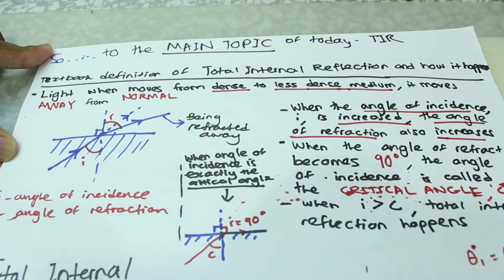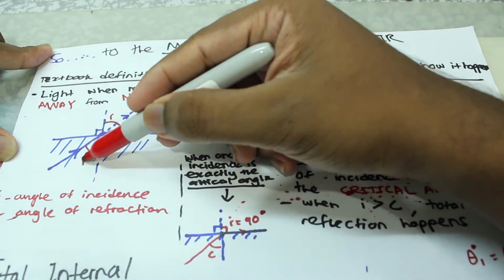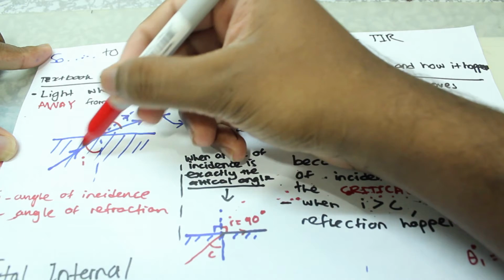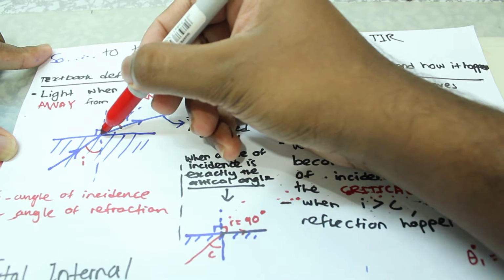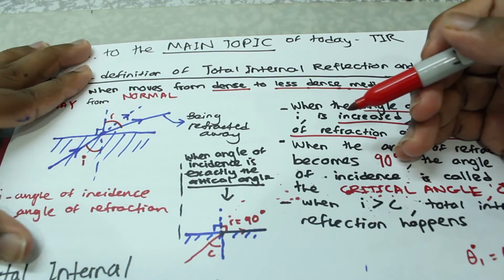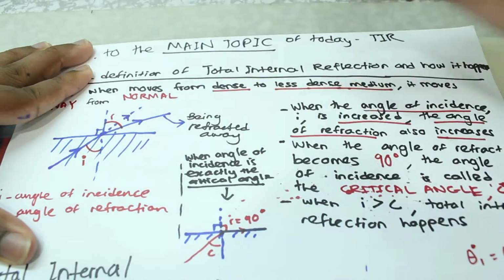Okay, I explained to you guys why it moves away from the normal. So when the angle of incidence, which I represent with I, that means the first angle that you get when the light ray is incident onto the normal line. If you keep increasing the angle of incidence, the angle of refraction also will increase.